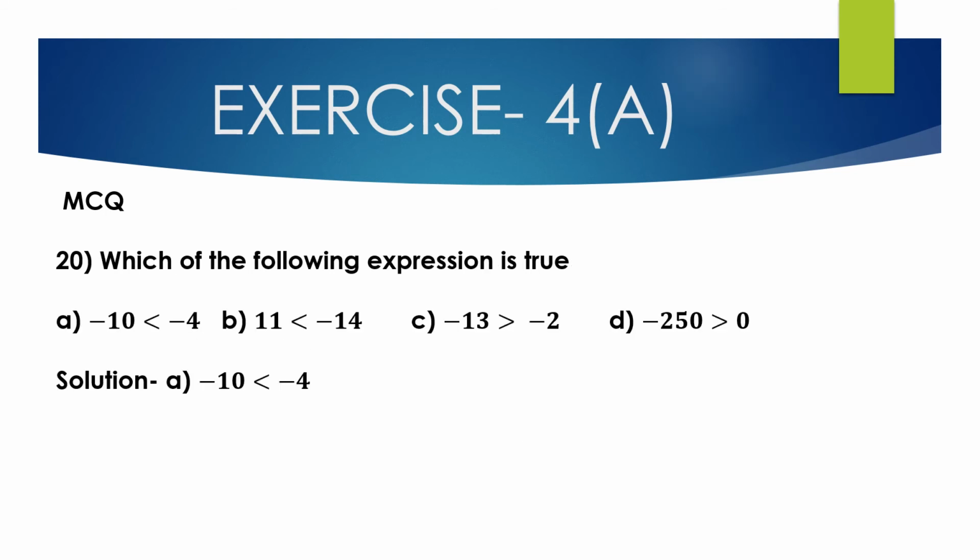Now we solve question number 20. Which of the following expressions is true? First option A, minus 10 is less than minus 4. We know 10 is greater than 4. If we place the negative sign, minus 10 is less than minus 4. So this is true. Second option, 11 is less than minus 14. We know a positive integer is always greater than a negative integer. So 11 is greater than minus 14. So this option is false.